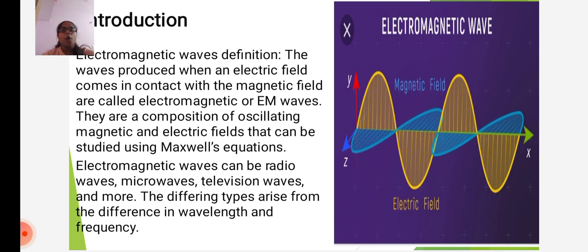They are a composition of oscillating magnetic and electric fields that can be studied using Maxwell's equations. Electromagnetic waves can be radio waves, microwaves, television waves, and more. The differing types arise from the difference in wavelength and frequency.